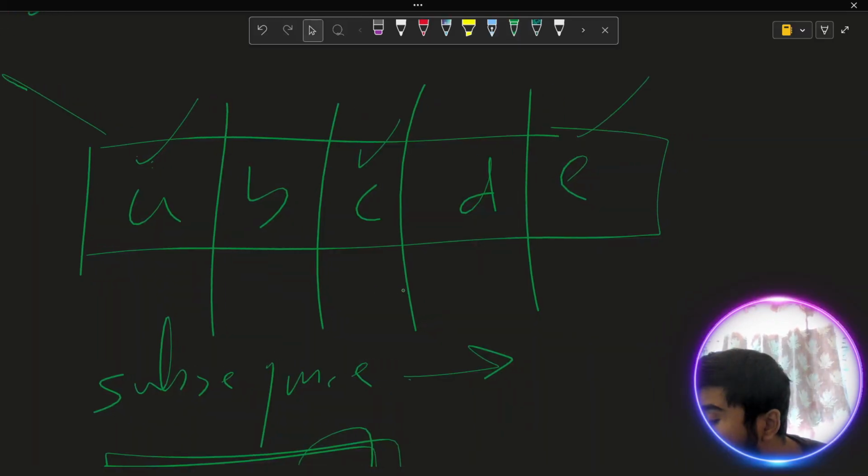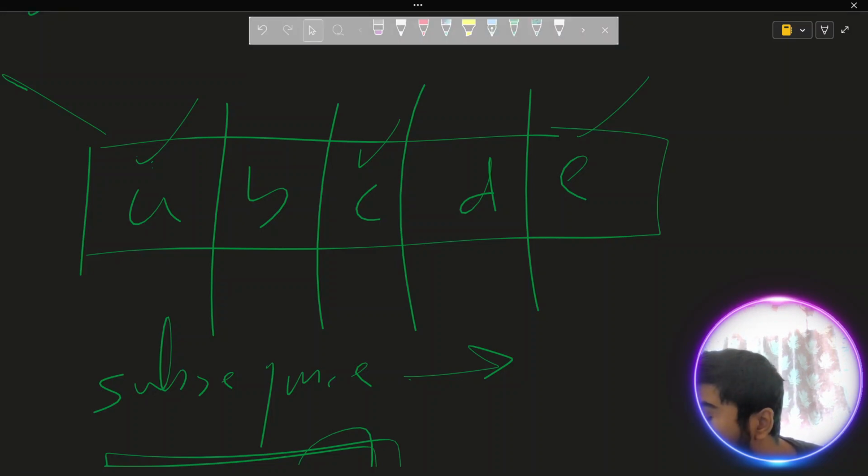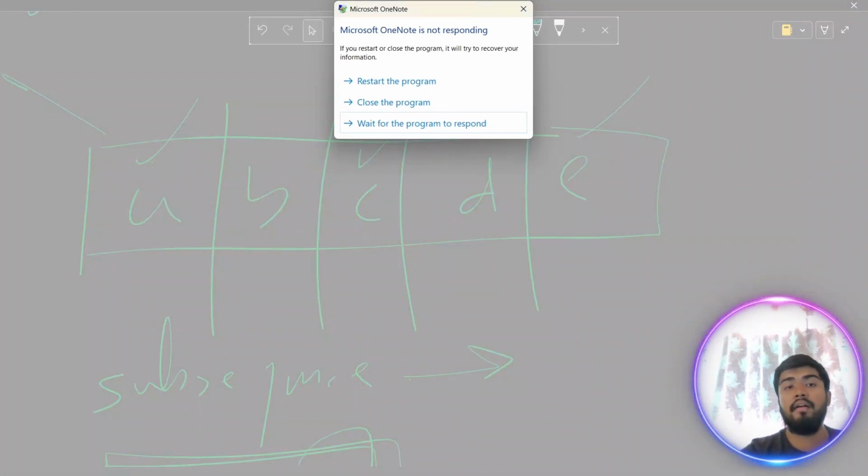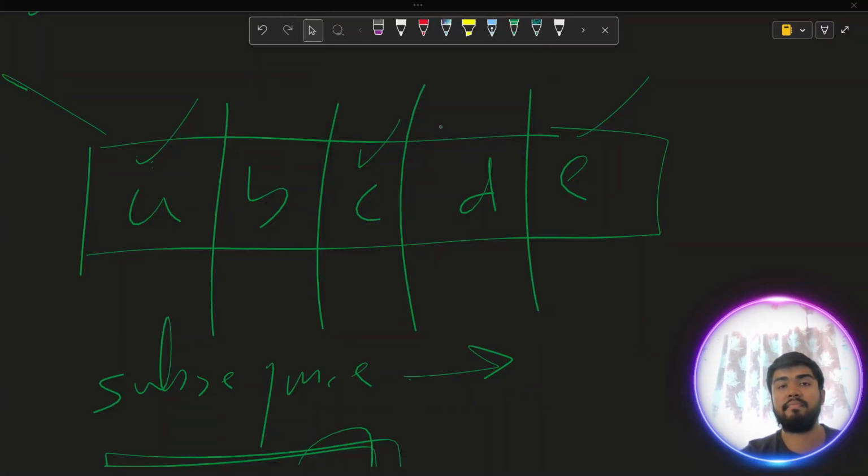So if I'm going to sort it, the things, it's not working actually. I don't know why. It's creating problems, man. So I'm going to explain it verbally only.